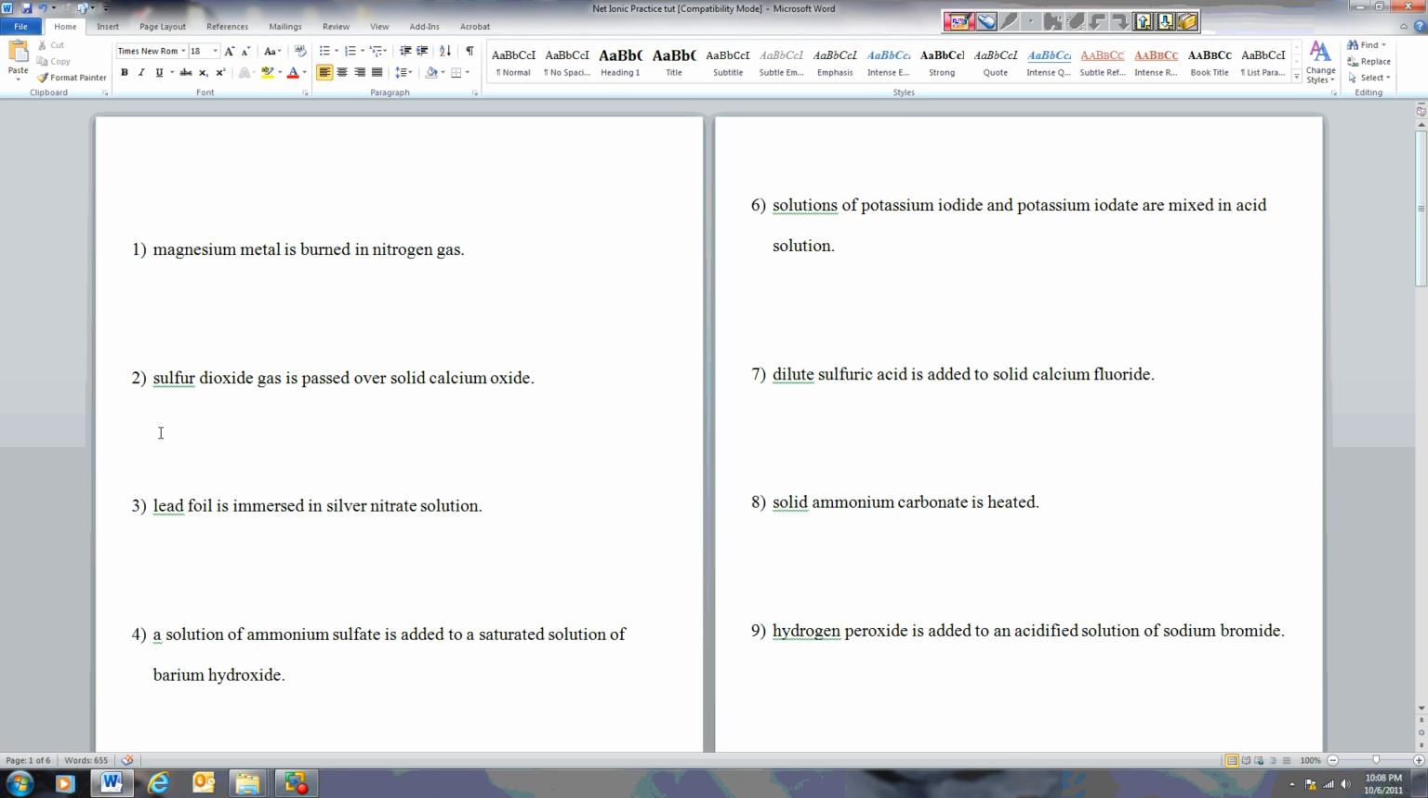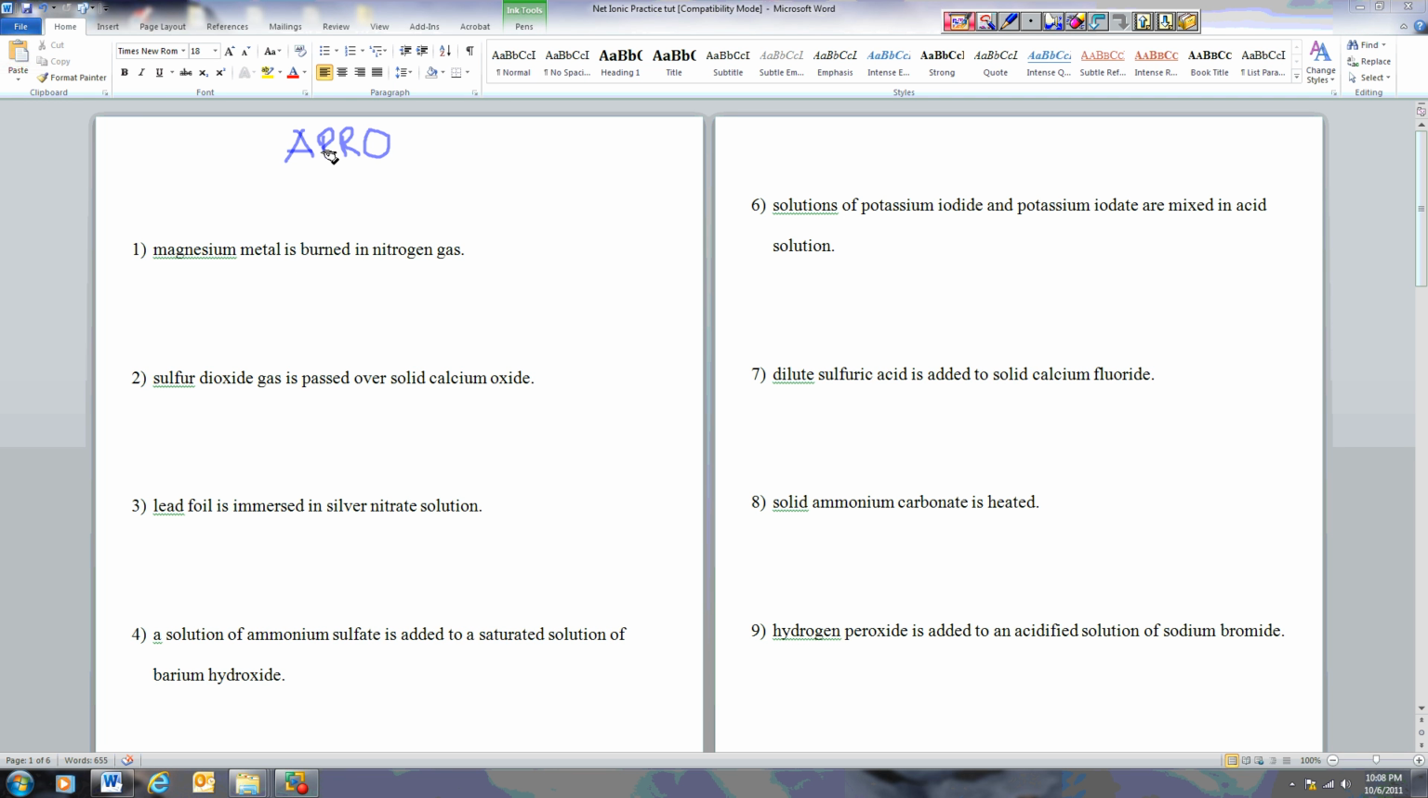Net ionic equations. When you do a net ionic equation, the first thing you want to do is figure out what kind of reaction is occurring. Your options are either acid-base, precipitation, redox, or other. So we're going to call this APRO. A, P, R, O, the APRO method.